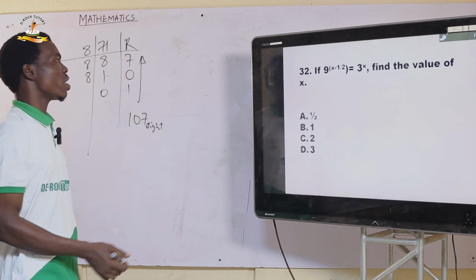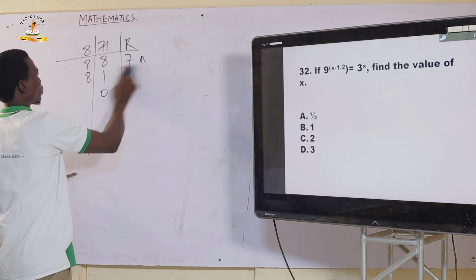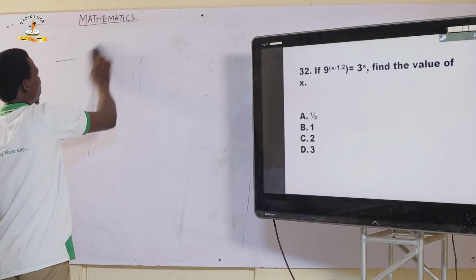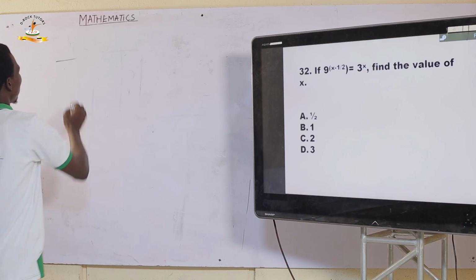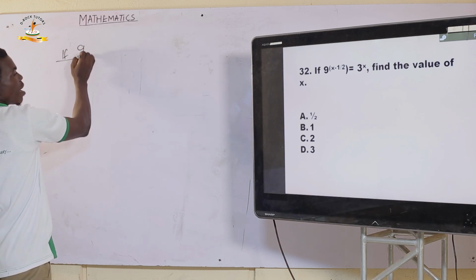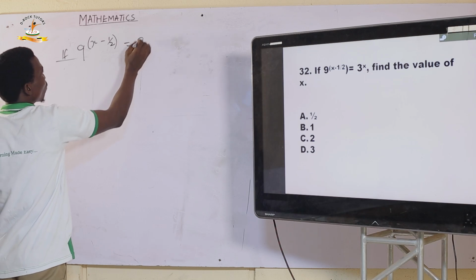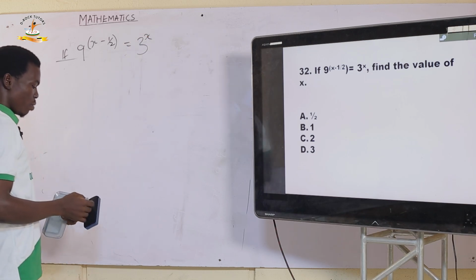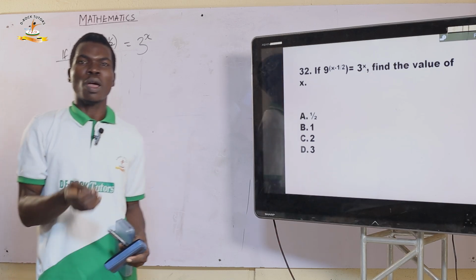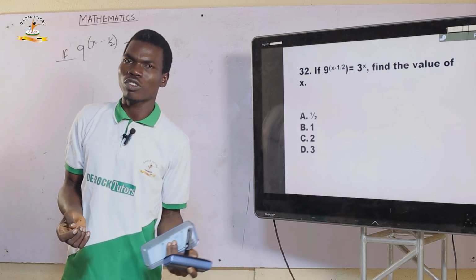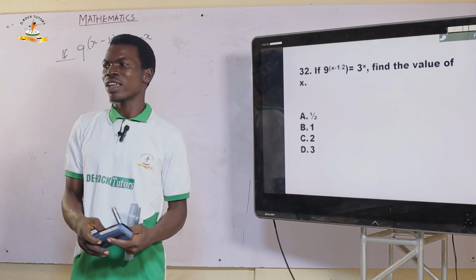Alright, our next question says, if 9 raised to power x minus half equals 3 raised to power x, then we should find the value of x. And this is an indicial equation problem. It's an equation that is in the index form. So how do we solve this kind of scenario?